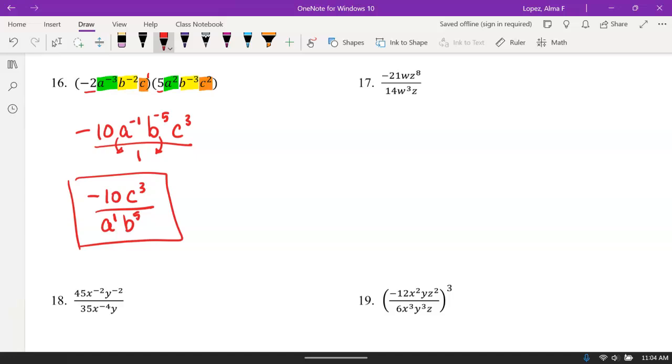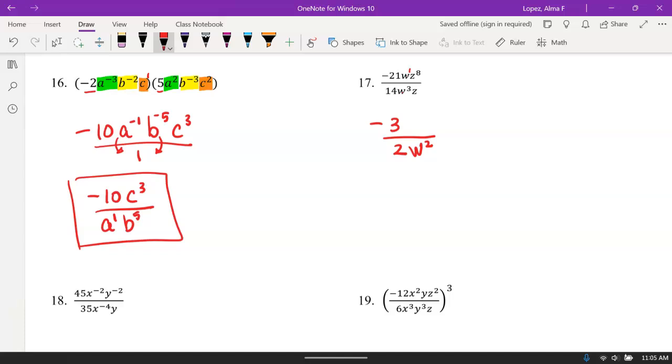Let's do number 17. On number 17, negative 21 divided by positive 14, that reduces to a negative 3/2. Then we have a w on the top and 3 w's on the bottom. Well, I'm going to subtract and keep them wherever the larger one is. So 3 minus 1 is going to give me a w to the 2nd on the bottom.